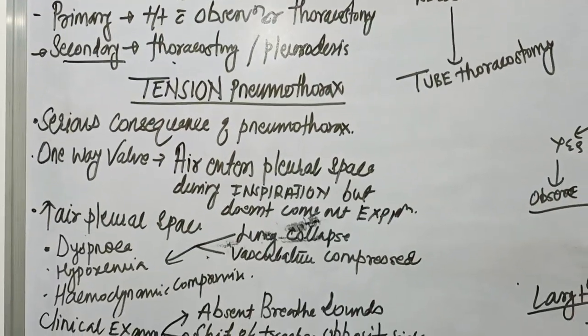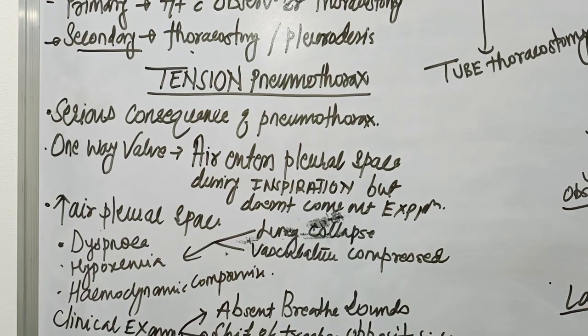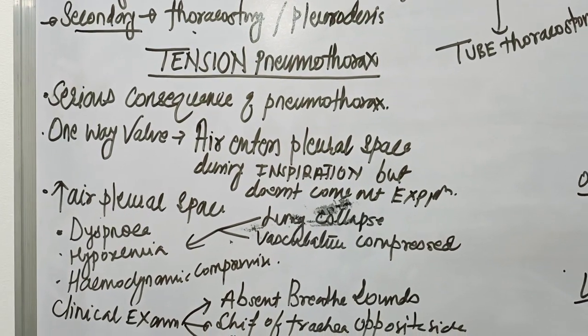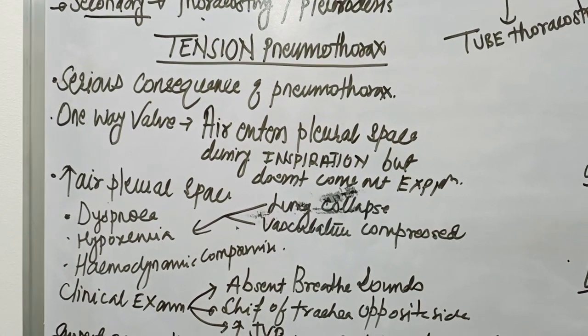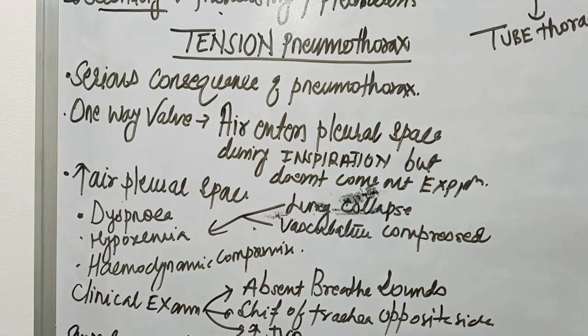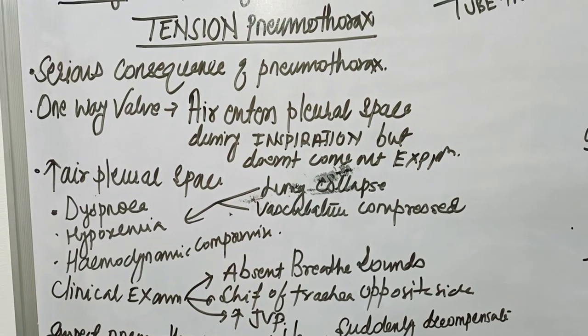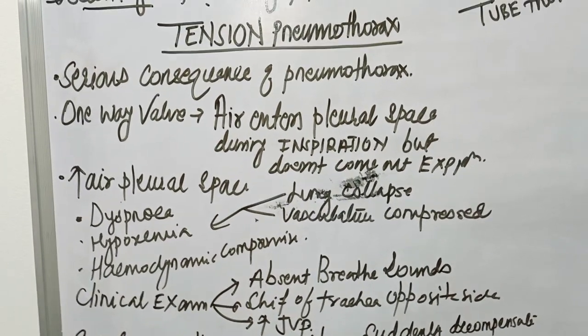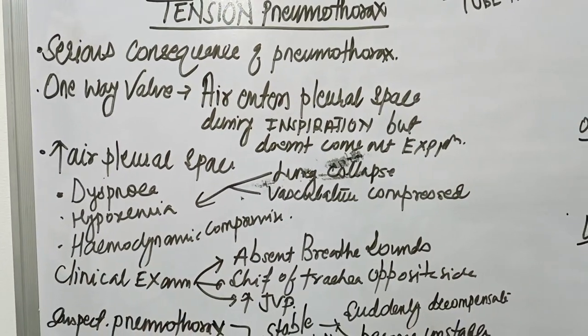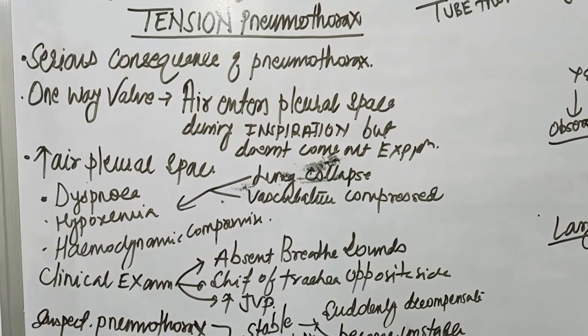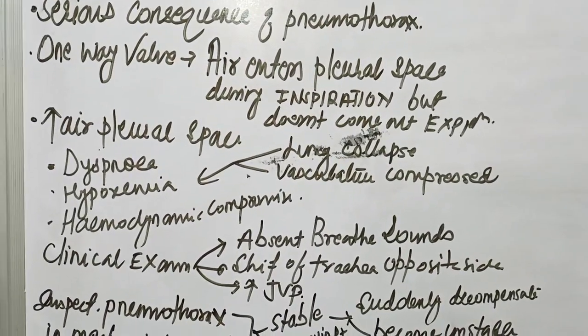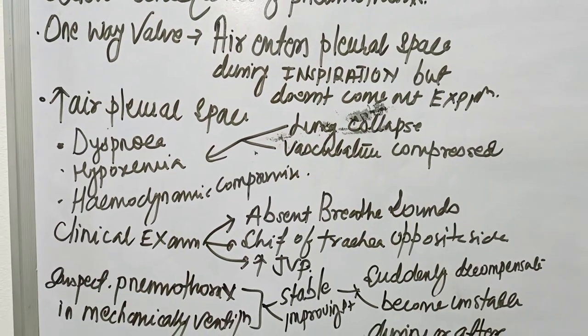So, what is tension pneumothorax? It is a serious consequence of pneumothorax. A one-way valve mechanism is there. Air enters the pleural space during inspiration but doesn't come out during expiration. So air builds up inside the pleural space and increases the pressure inside. Because of the lung collapse, the vasculature is also compressed and it presents as dyspnea, hypoxemia, hemodynamic compromise.